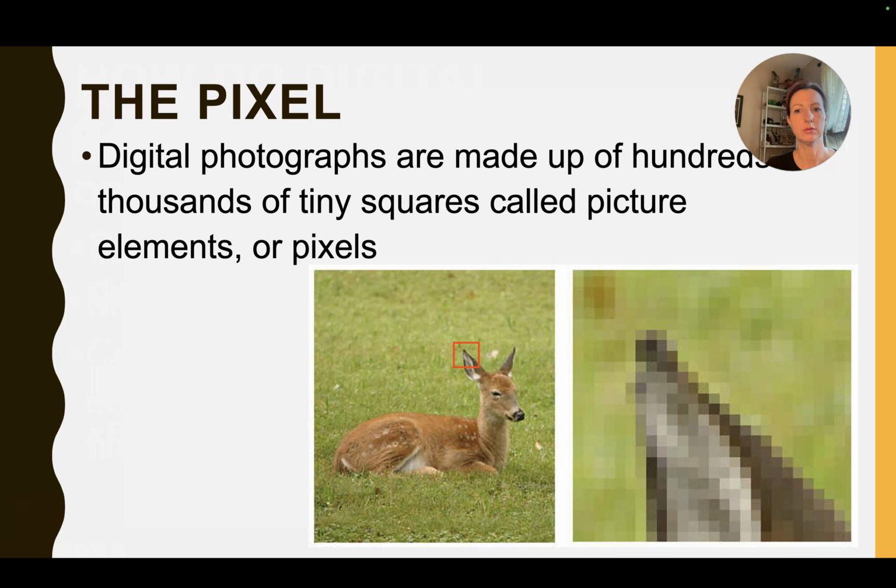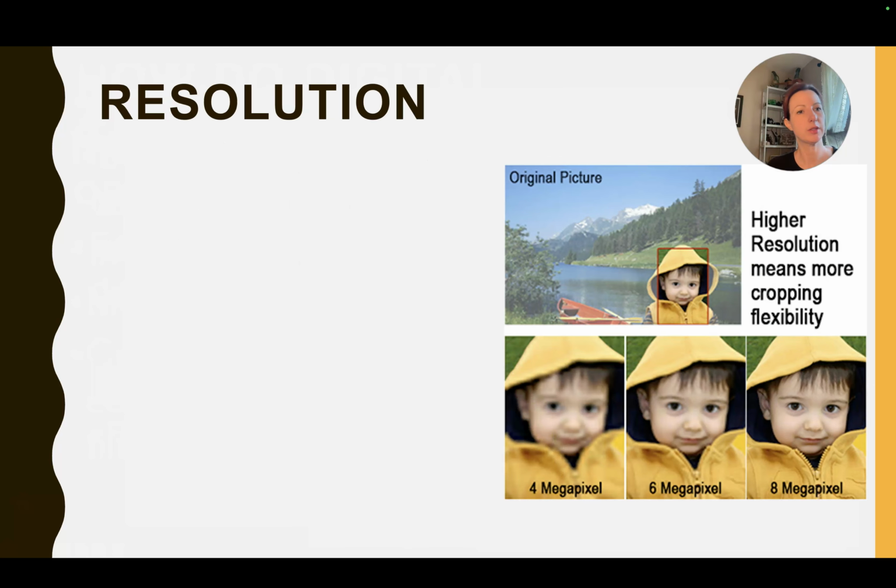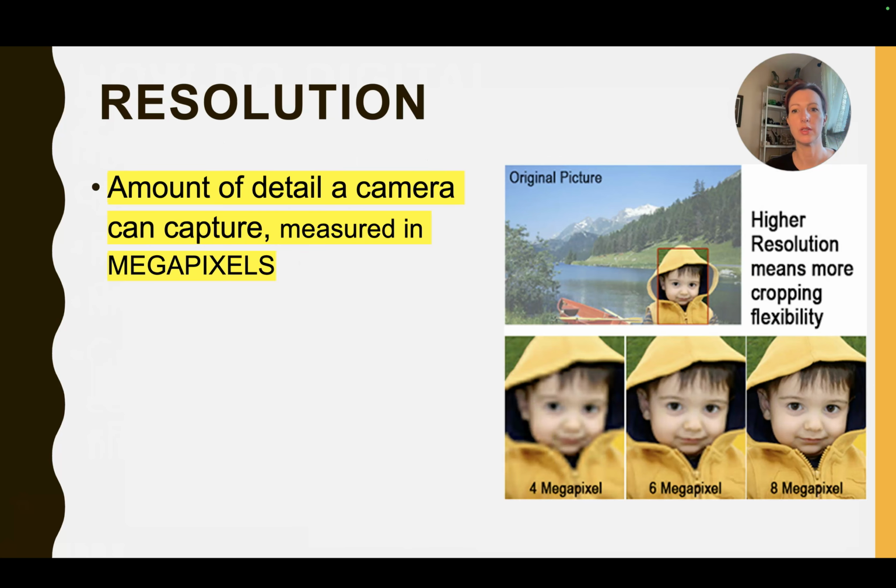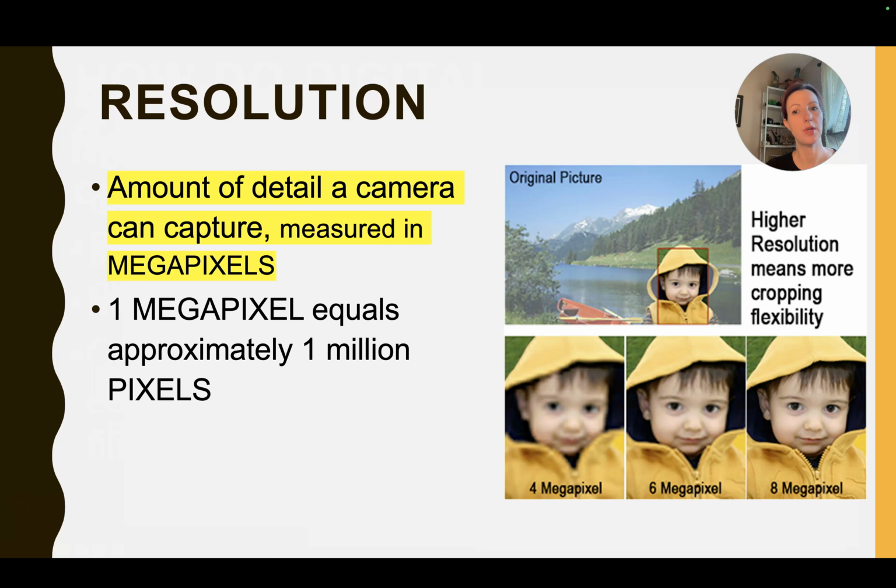So the pixel is one of those little squares. I know you've zoomed into a photo really close and all of a sudden it just turns into those little squares. Digital photographs are made up of hundreds of thousands of tiny squares called pixels. And pixels tie into resolution. Resolution is the amount of detail that a camera can capture. It is measured in megapixels. A megapixel is approximately 1 million pixels. So if your camera is an 8 megapixel camera, that means it can capture 8 million pixels.